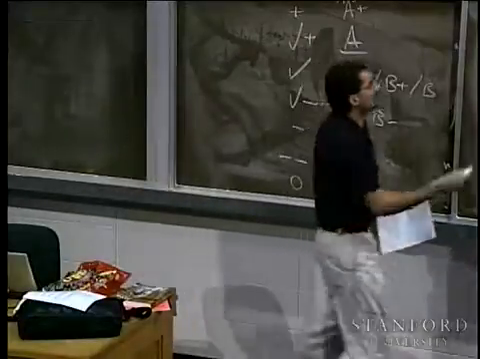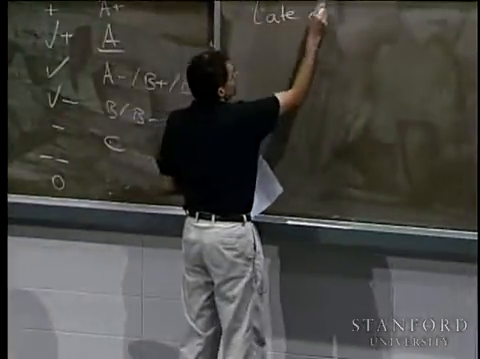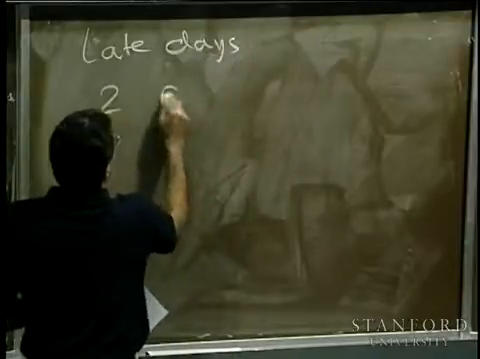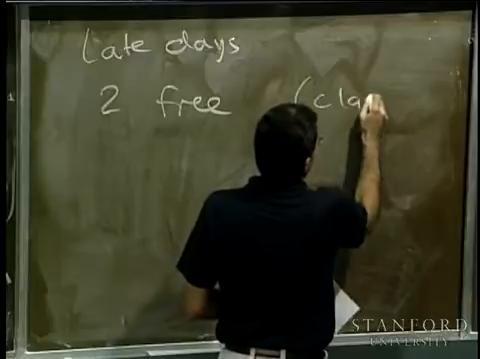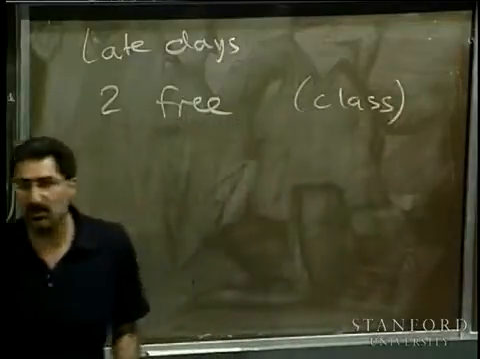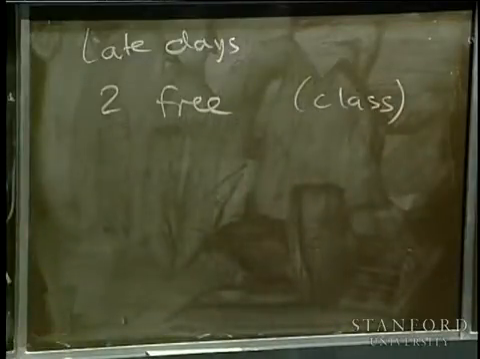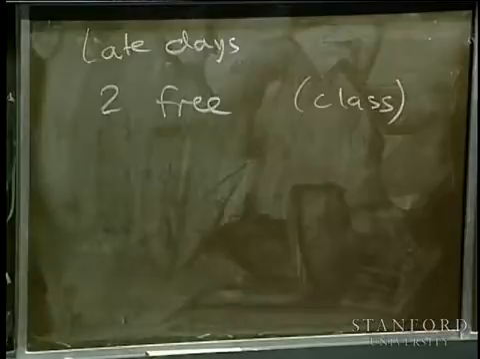Okay? So in terms of late days, we refer to these as late days, strangely enough. You get 2 free ones. A late day is a class day. They're not 24-hour days, but class days. So if something is due on a Wednesday, you turn it in on a Friday, that's a late day. That's 1. You turn it in on the following Monday, that's 2 late days. You can split up your 2 late days among 2 different assignments.